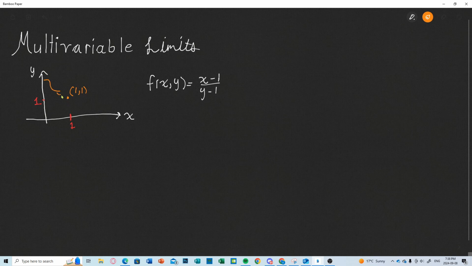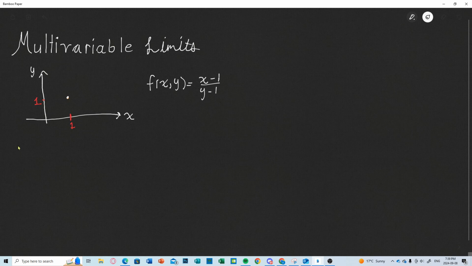Multivariable limits is I could come over from any way, no matter where I'm coming from. There's infinitely many ways to get to the point. So we need to answer these questions a little bit differently. If we have the function (x minus 1) divided by (y minus 1), what we need to do is find a path that gets to (1, 1).